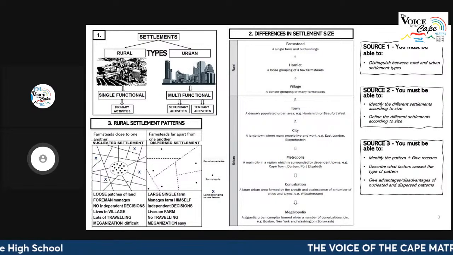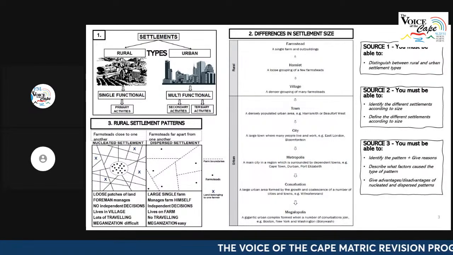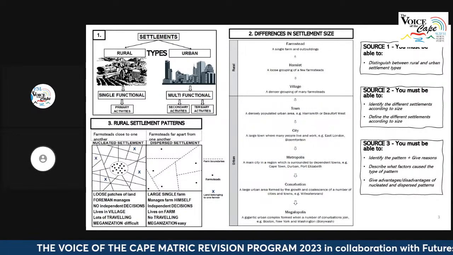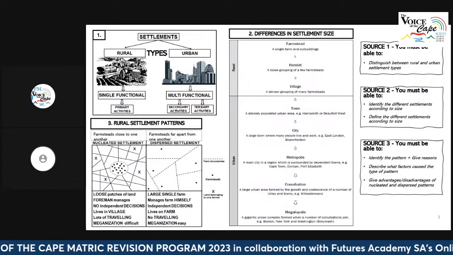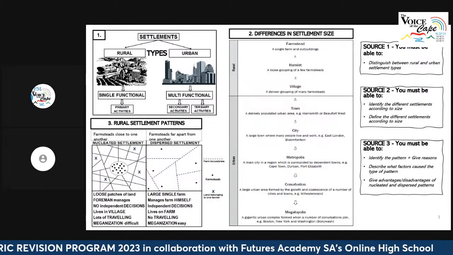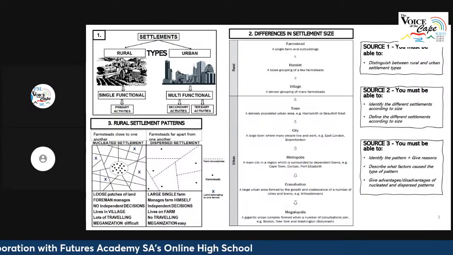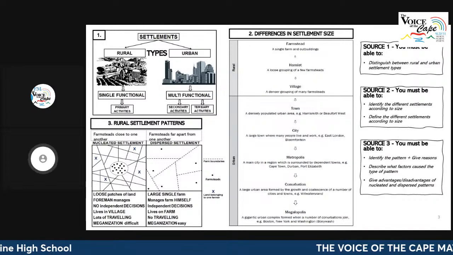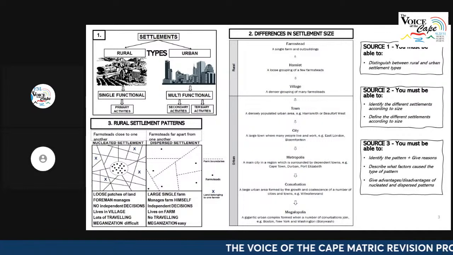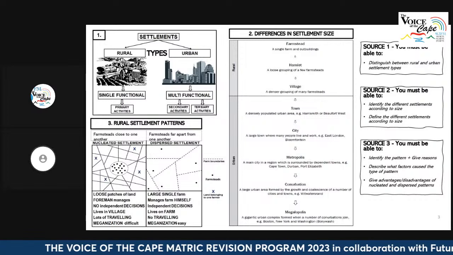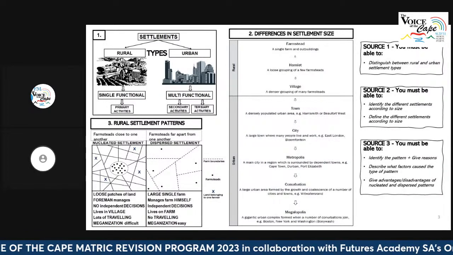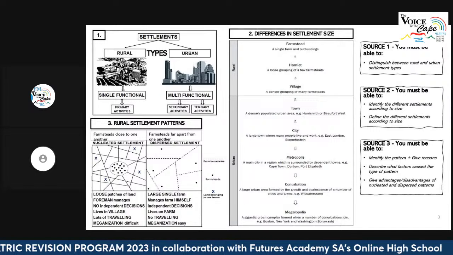So they ask things about why would it be placed so far apart? Why is it so close together? You need to be able, first of all, to identify if it is a dispersed settlement or a nucleated settlement. You then have to provide reasons for that. Why do you say it's so far? Why do you say it's so near? You then have to give advantages or disadvantages with regards to a nucleated settlement or a dispersed settlement.